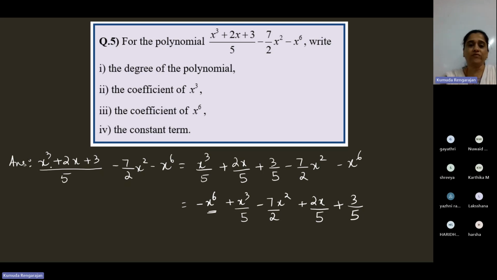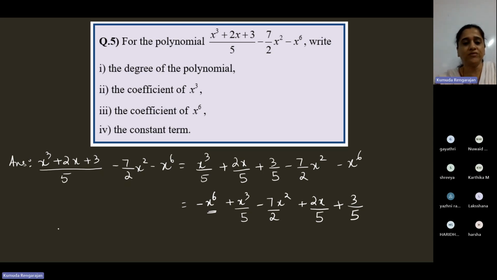The coefficient of x cubed, you should not write x cubed. Cover x cubed and write the remaining things you see in that term. So the coefficient of x cubed is 1 by 5.